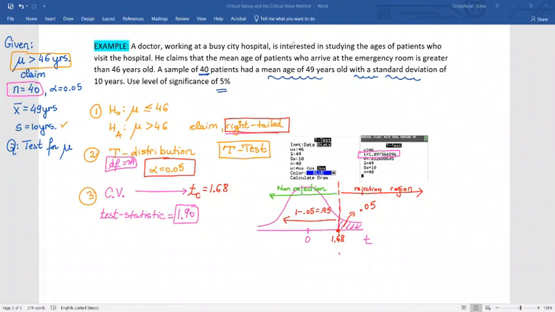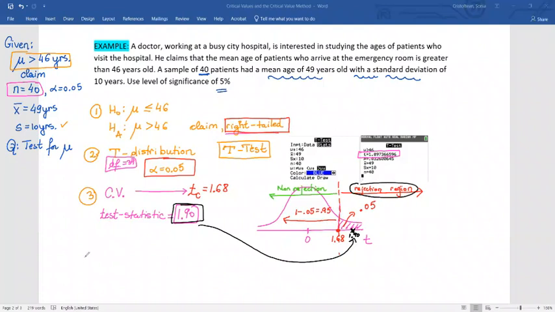How do we place that? Here it is. It's 1.90. I'm looking at where 1.90 will be compared to what's right here on the t-axis. Well, it seems that 1.90 is greater than 1.68, right? So this is the t, which is greater than tc. It falls in a rejection region.